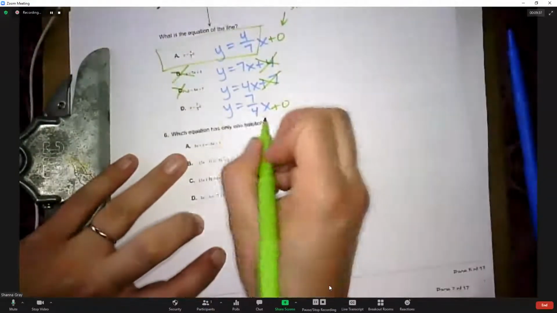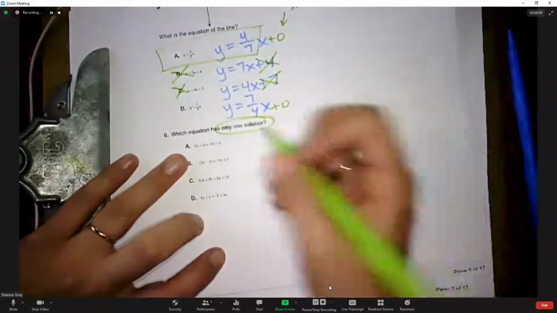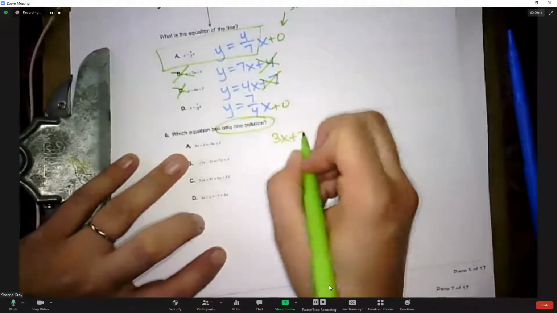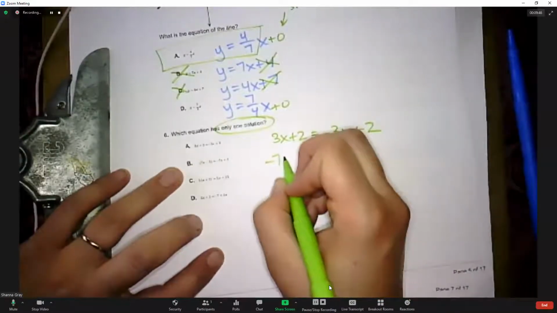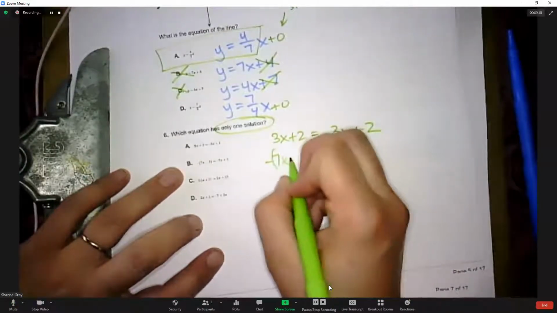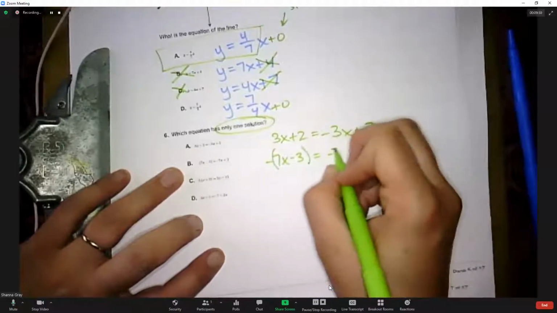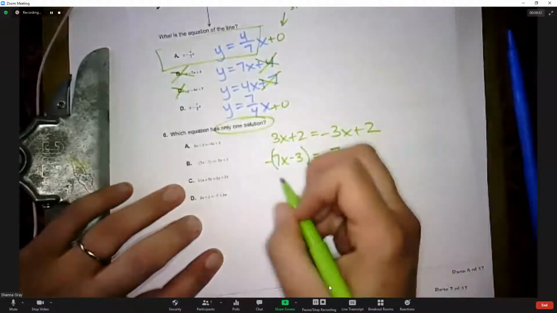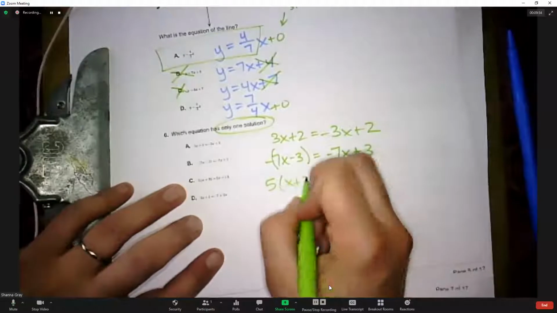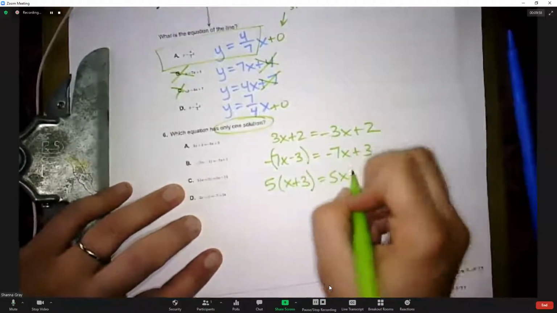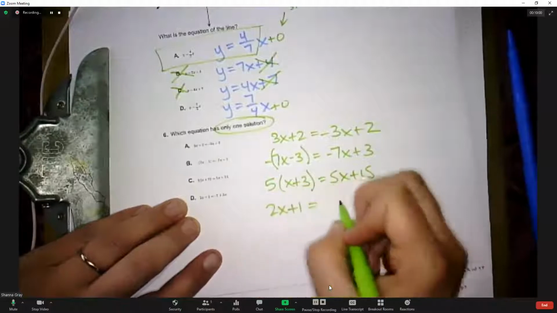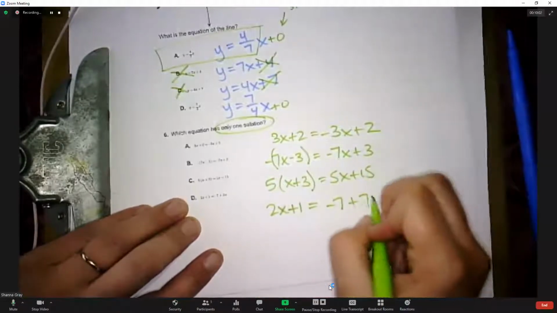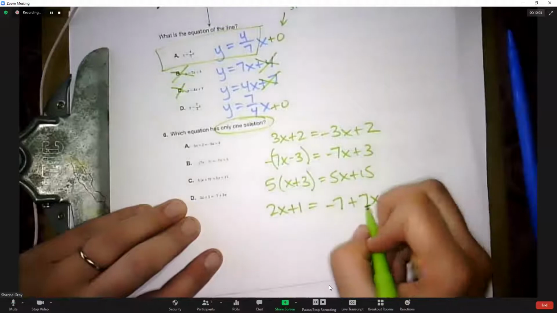Okay, which equation has only one solution? 3x plus 2 equals negative 3x plus 2. Negative 7x minus 3. All right, so in order for it to have one solution, it basically just has to be two different expressions on each side of the equation.